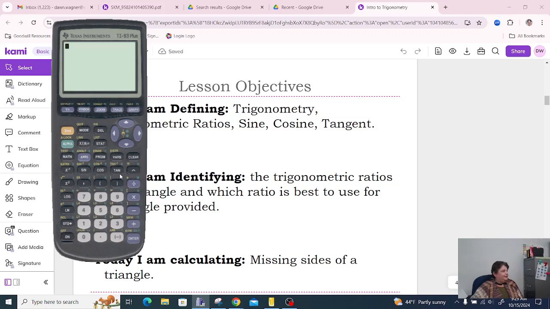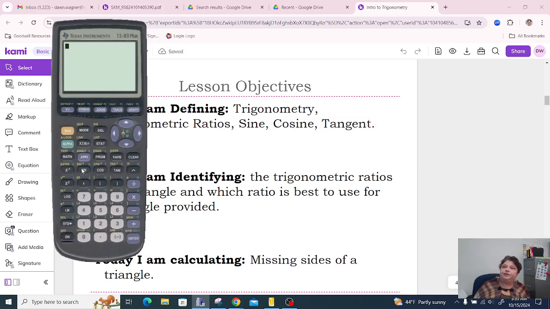Now, I will always giggle when you say sin instead of sine, just because I'm silly that way. We don't sin in math class. We sign in math class, okay? It actually has an E at the end, but there's not enough room on here, I guess, for the E.